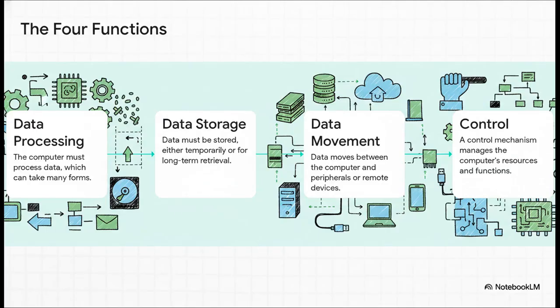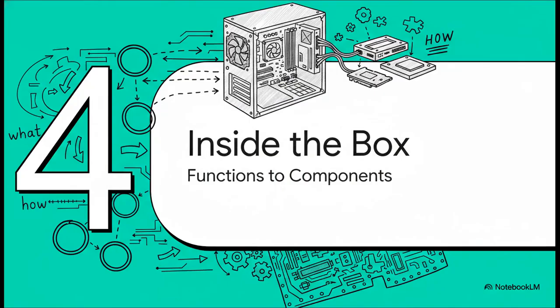Think about something simple, like sending an email. The computer processes the words you type. It stores them in memory for a bit, it moves that data over the internet, and this is all happening under the control of the operating system. Every single thing a computer does is just some combination of these four basic jobs. All right, now for the final piece of the puzzle. We've gone from the abstract what and how down to the four core jobs. So now, let's connect those jobs to the actual physical parts you would find if you cracked open your computer case.